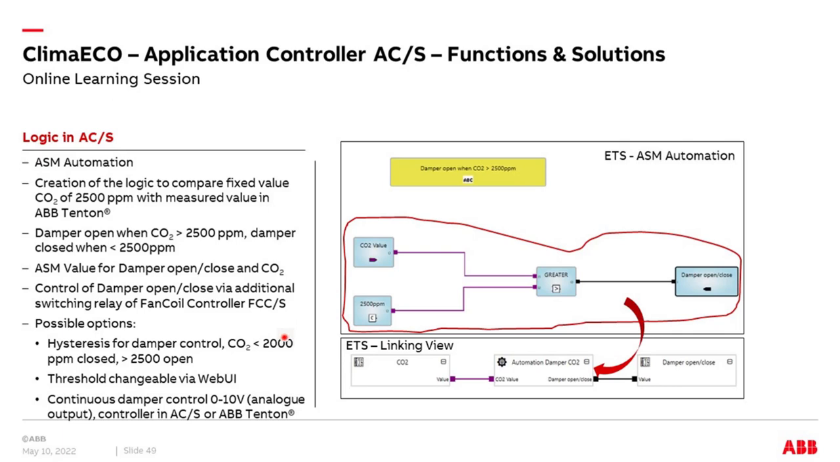Or even better, I say, no, not open-close damper. I would like to have continuous control. So it's a damper controlled via a 0 to 10 volt signal. So any steps in between open and close, I take an analog output and I have a real damper control here behind. You can do it with ABB Tenton because there is also directly CO2 control available. Or you use again the ASM with a PI controller as an additional software function here inside.